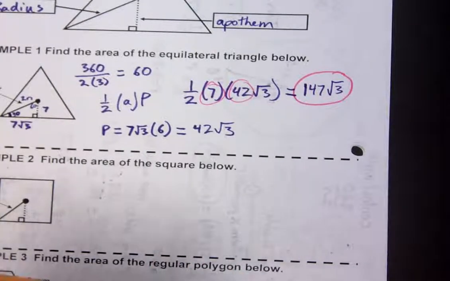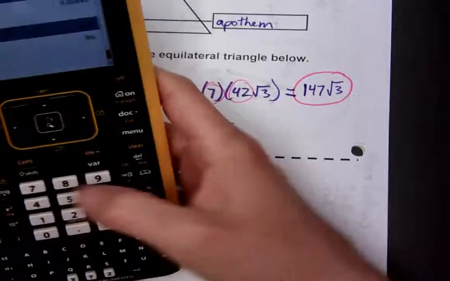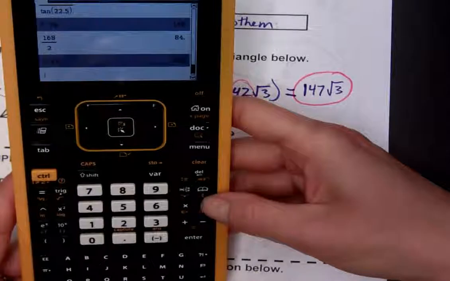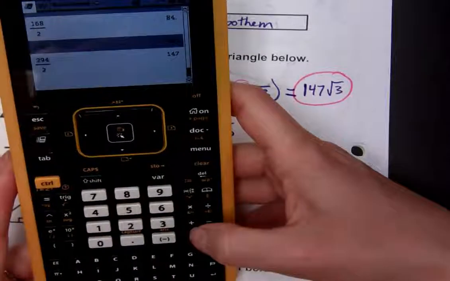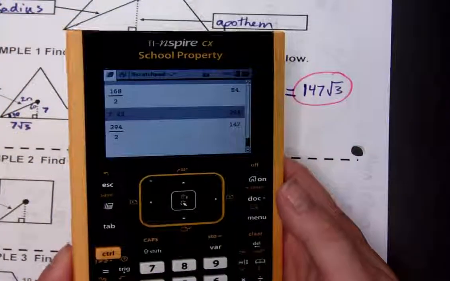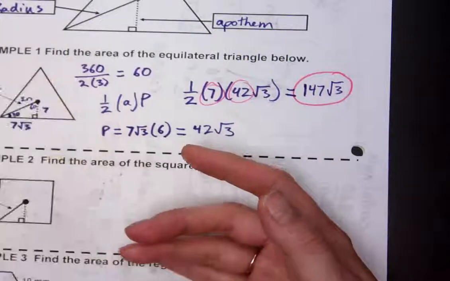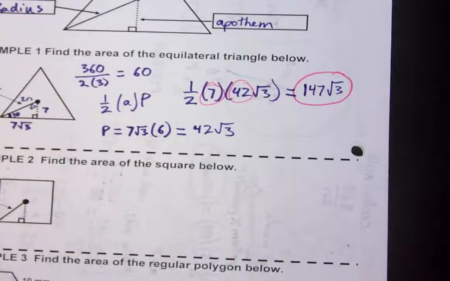Yes, no. Would you all make sure you know how to do that in your calculator? So 7 times 42 and then divide by 2 is 147. Okay, so I heard several I'm lost there, so we're going to pause just a second again and talk in your groups or ask me.